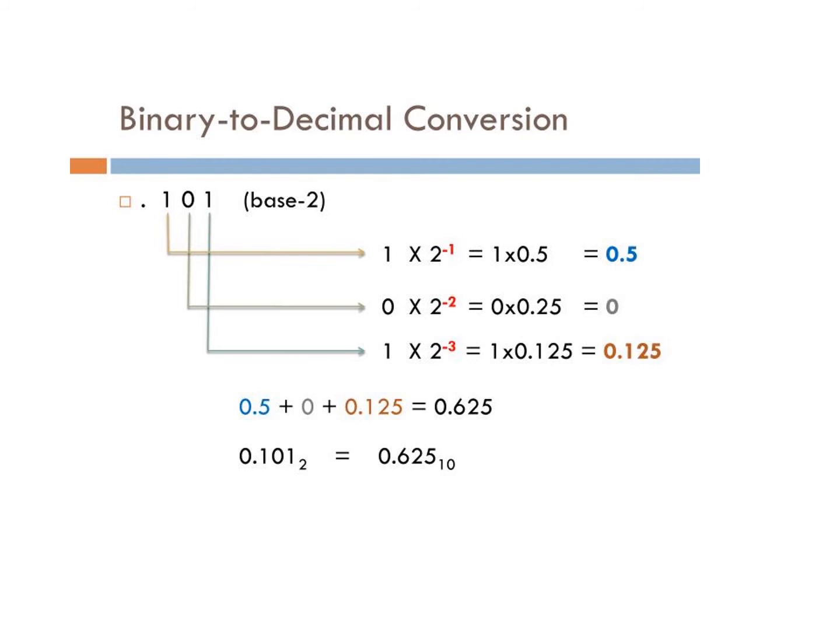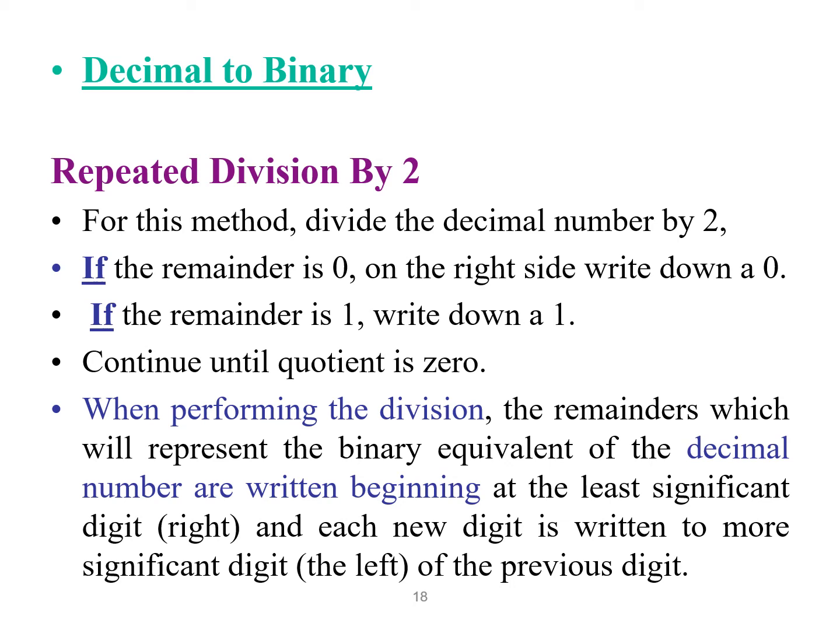And then we sum up all of these and we find 0.625, which is the equivalent decimal. Next conversion is from decimal to binary.